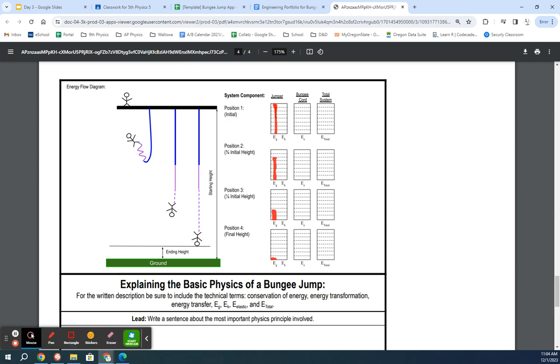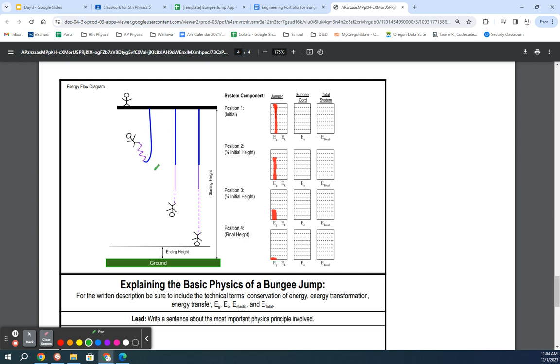So we can go ahead and think about what that means for the other types of energy. All right. The next one that we're going to look at is kinetic energy. As they are at the top, just standing there, they don't have any kinetic energy. They have not started moving at all. When they are in position 2, they have started to fall. So they've started to gain some kinetic energy.